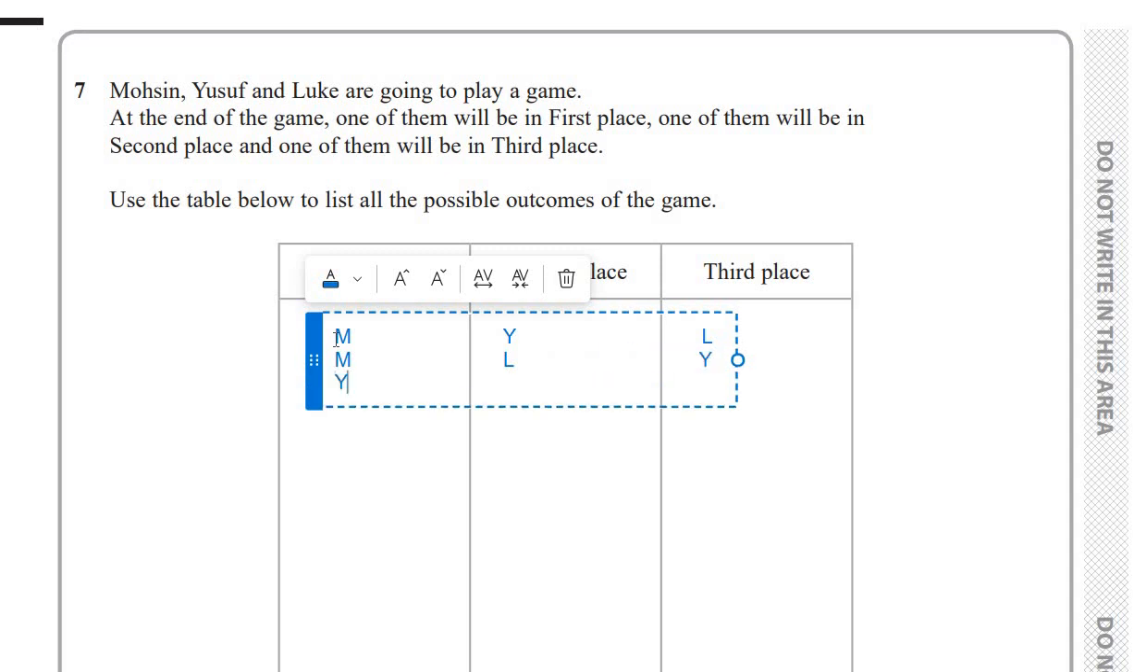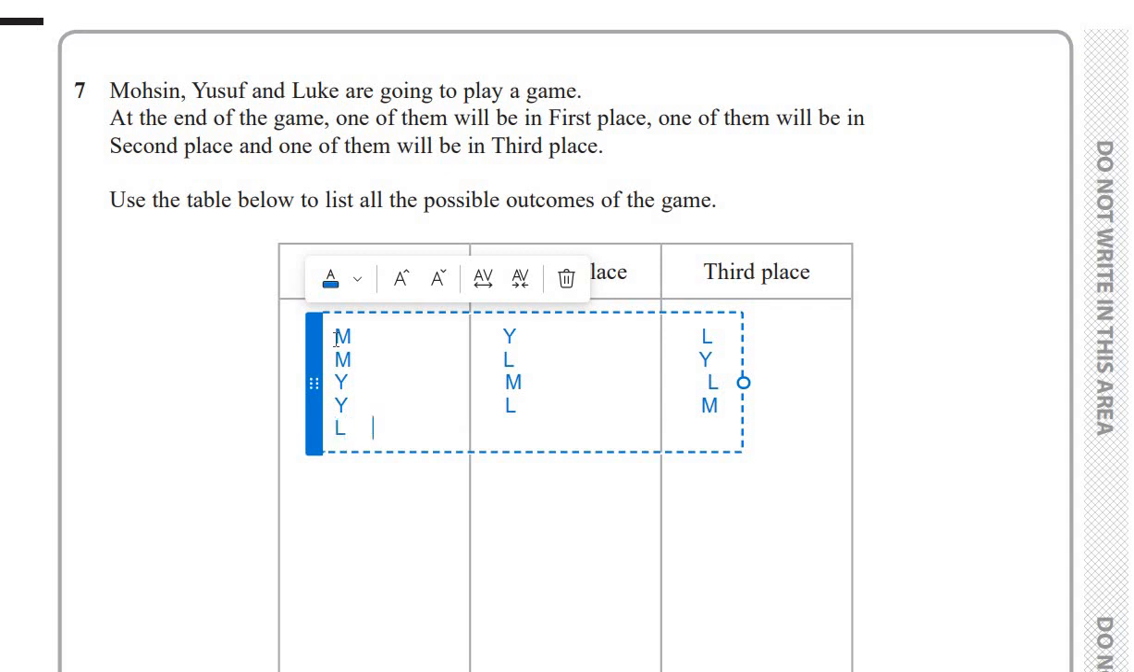Next, if Yusuf comes first, then it could be like that, or Luke can take the second place while Mohsin gets the third. And lastly, if Luke takes the first place, you could have Mohsin in the second and Yusuf third, or Yusuf takes the second place and Mohsin can go third. So these are the 6 possible outcomes of this game.